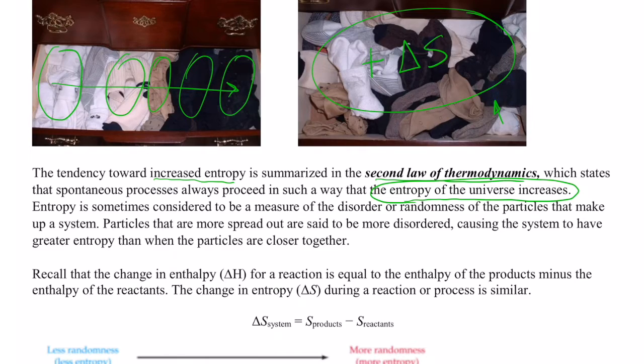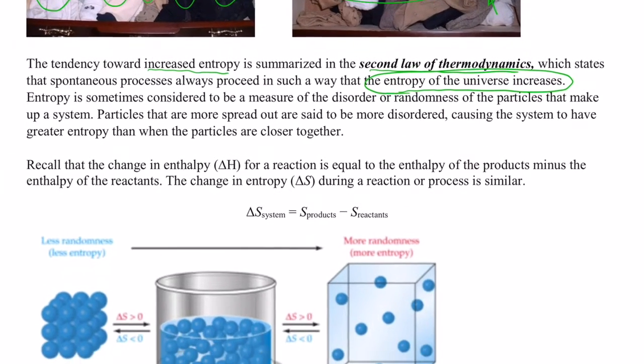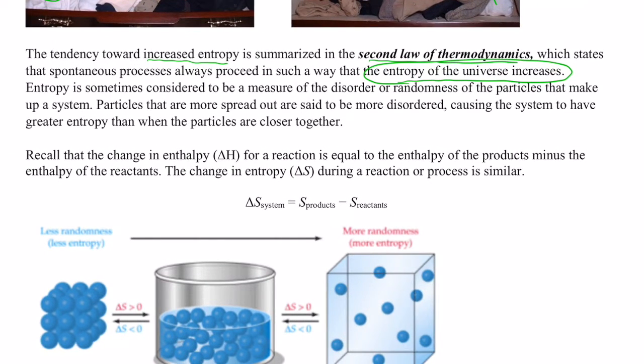Entropy is sometimes considered to be a measure of the disorder or randomness of the particles that make up a system. Particles that are more spread out are said to be more disordered, causing the system to have a greater entropy than when the particles are close together.